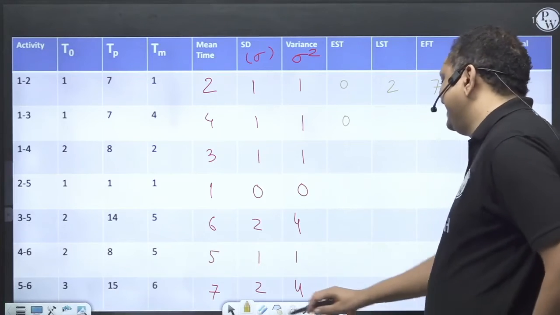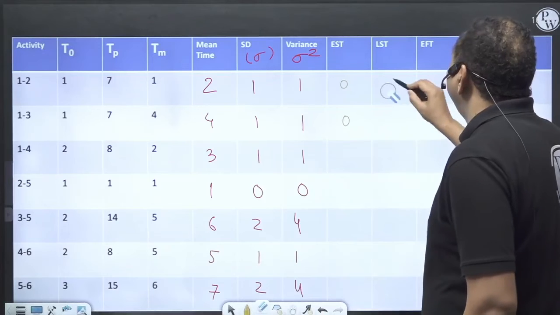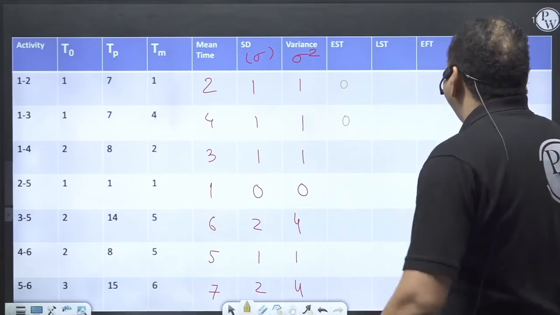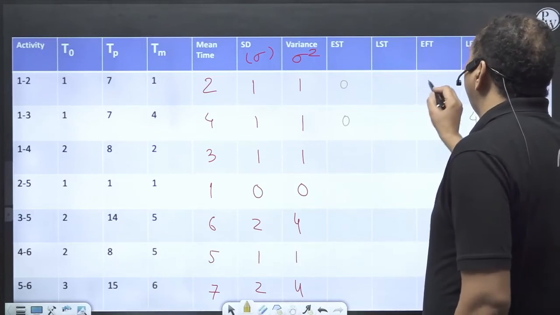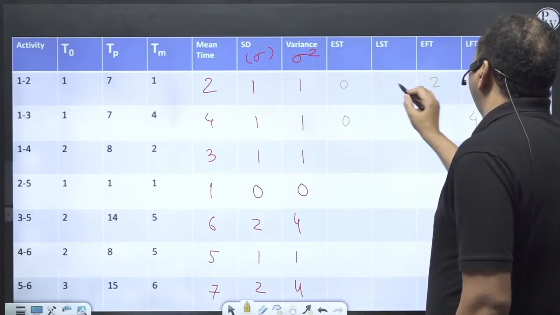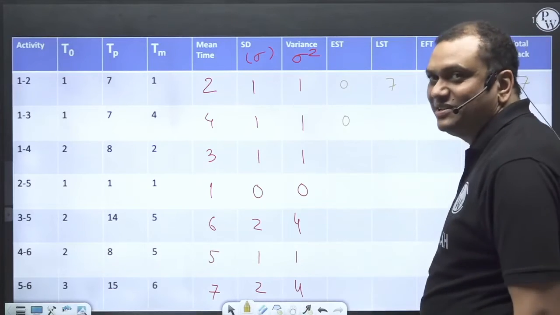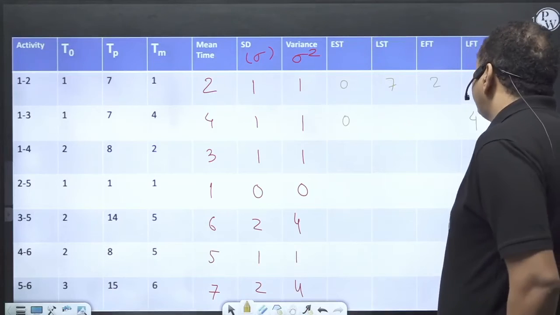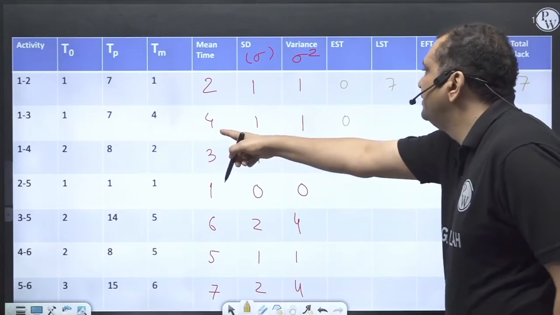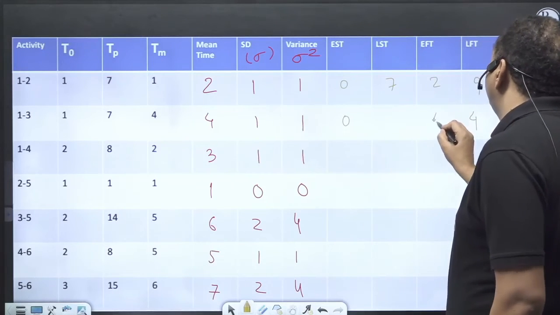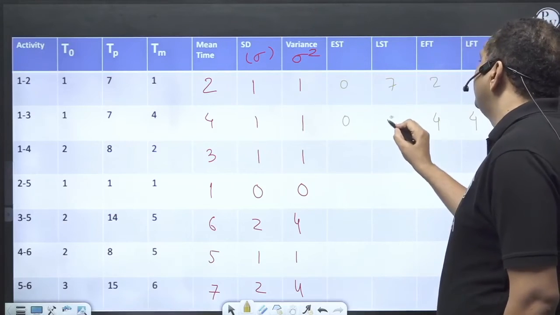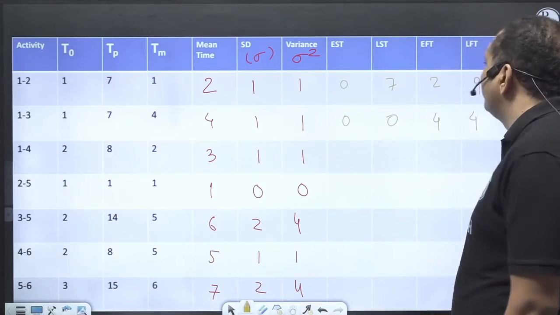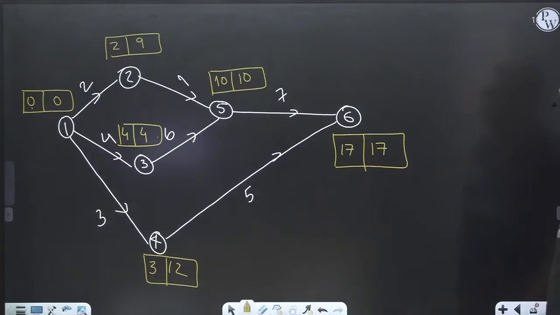Here we have done the earliest finish time, which will be 2, and here will be 7, because we have reversed it. So now the mean time is 4. 0 plus 4 is 4. 4 minus 4 is 0. So total float is 0 here. Correct? 1 to 4.